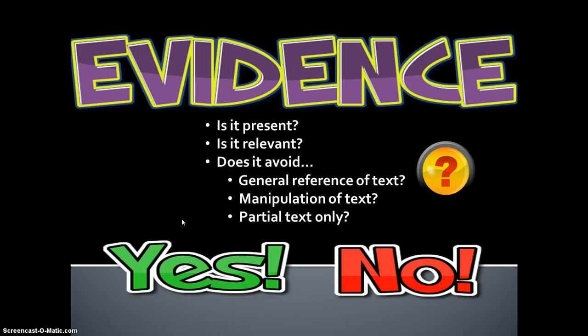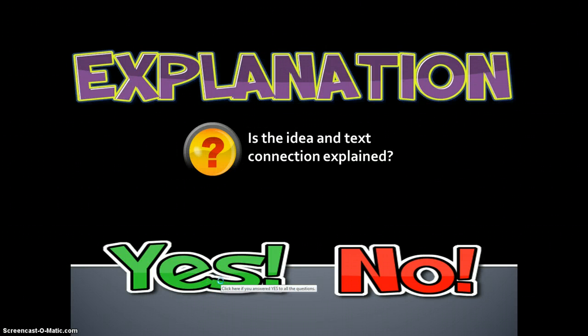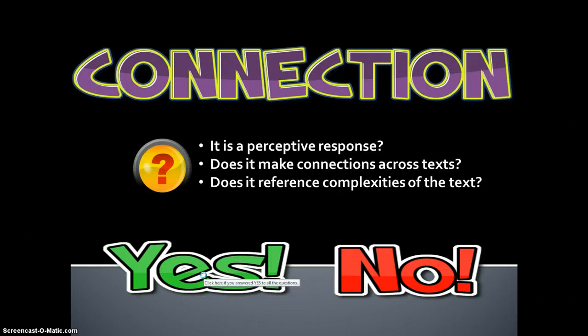Let's say that same short answer response you're looking at, they have textual evidence that is present, textual evidence that specifically relates to the idea, so it is relevant, and it does avoid general references, manipulation, or partiality within the text. So I'm going to click on yes. The explanation is there, and the reader is able to see how the idea and the text connections are made. So I'm going to click on yes. Now I'm looking at my last element, which is the connection phase. This is the trickiest part.